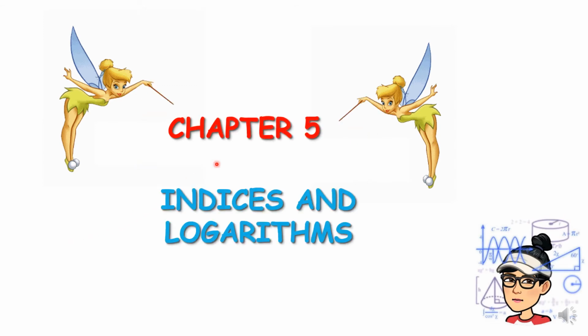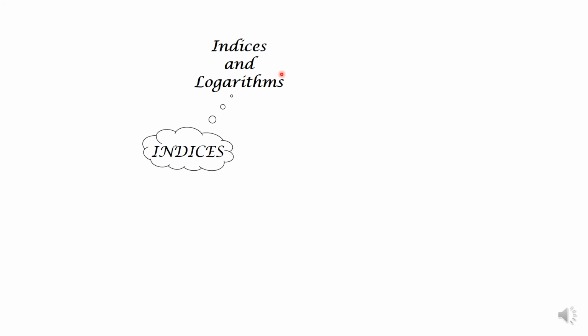Chapter 5, Indices and Logarithms. First, let us look into indices. The fundamental: a to the power of 0 equals 1. A to the power of negative n equals 1 over a to the power of n. A to the power of 1 over n equals the nth root of a.